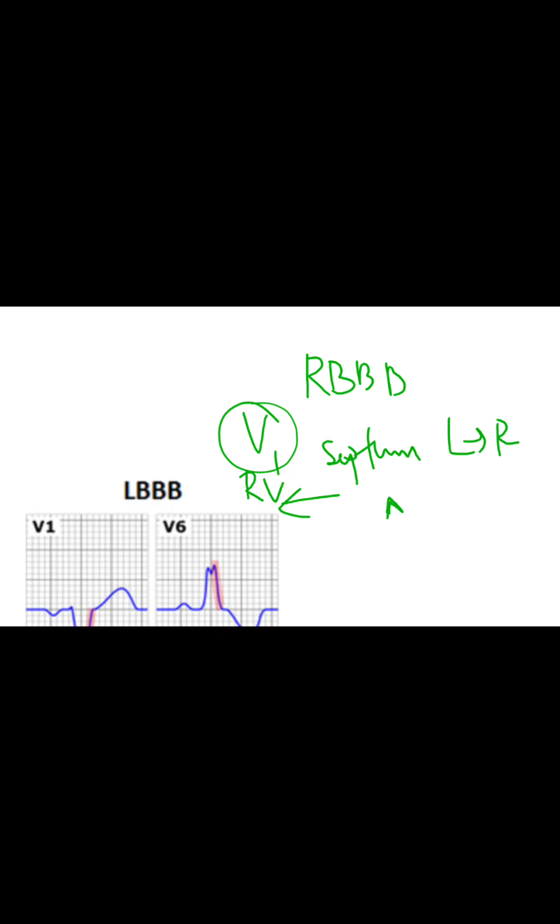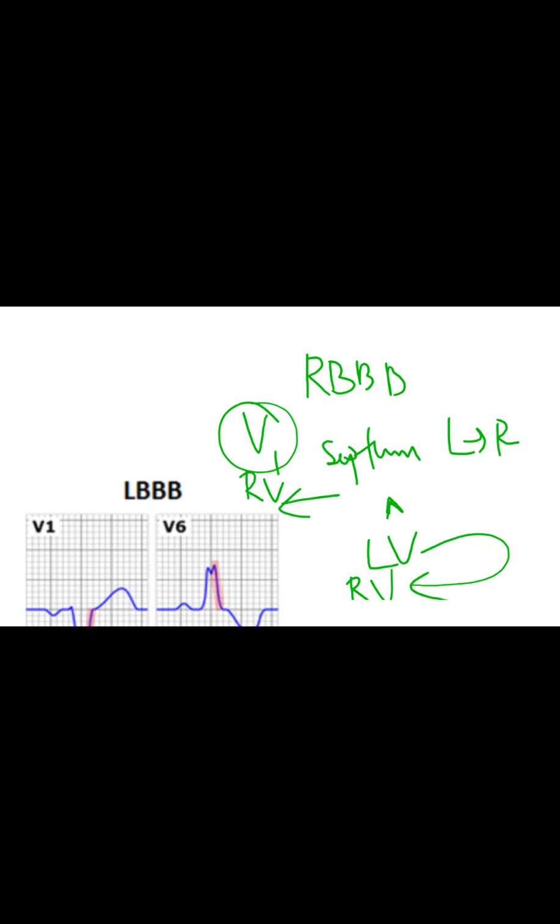Next, what happens? It has to be the right ventricle, because V1 is looking at the right ventricle, but the right bundle is blocked. So the right ventricle will not depolarize first. The depolarization has to go to the left ventricle through the left bundle and then come back to the right ventricle through the ventricular wall. So first what you will appreciate is the left ventricular deflection.